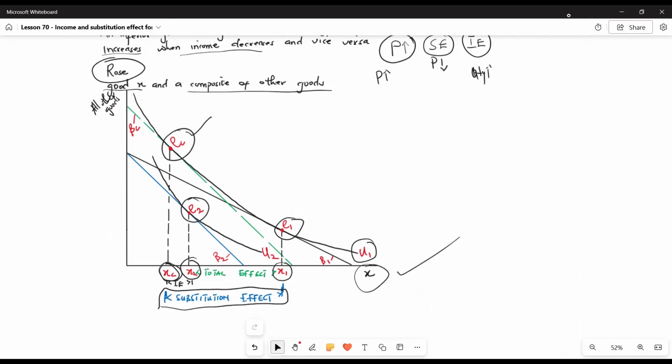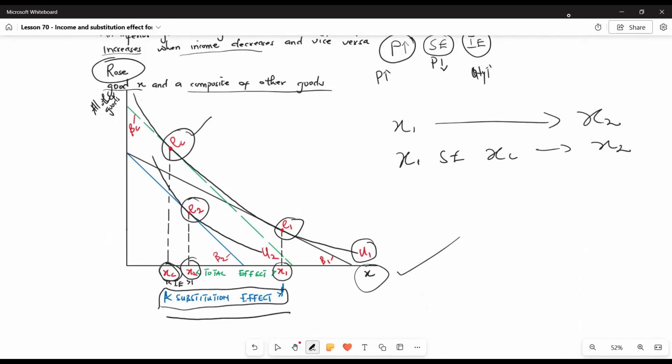So what we are saying here is that after the price of good X increases, the demand decreases from X1 all the way to X2. But we split the total effect into two, where we have movement from X1 to XC as substitution effect, and then the remainder as income effect, which is movement from XC to X2. We see from our graph here that substitution effect is negative, which means that the increase in the price of the good decreases the demand of the good from X1 to XC. But the income effect is positive.